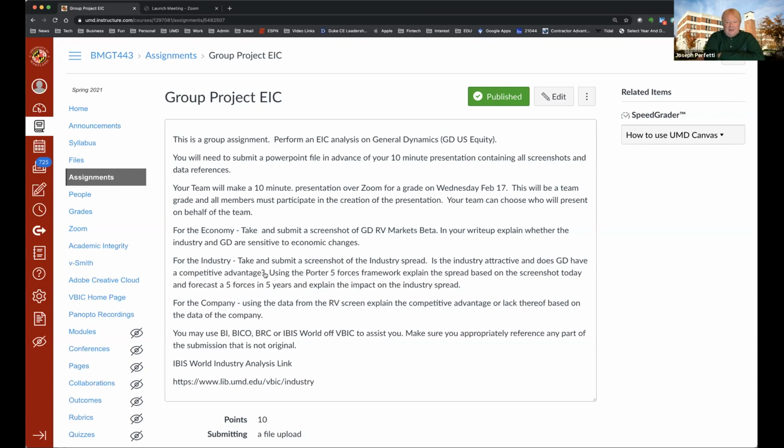It is a team grade. I wouldn't expect the entire team to make that presentation. You can decide who's presenting on behalf of your team, but the whole team needs to prepare the presentation together because it is a team grade and a team project. So that's what we're going to be doing in class next Wednesday. Any questions about the GDEIC?